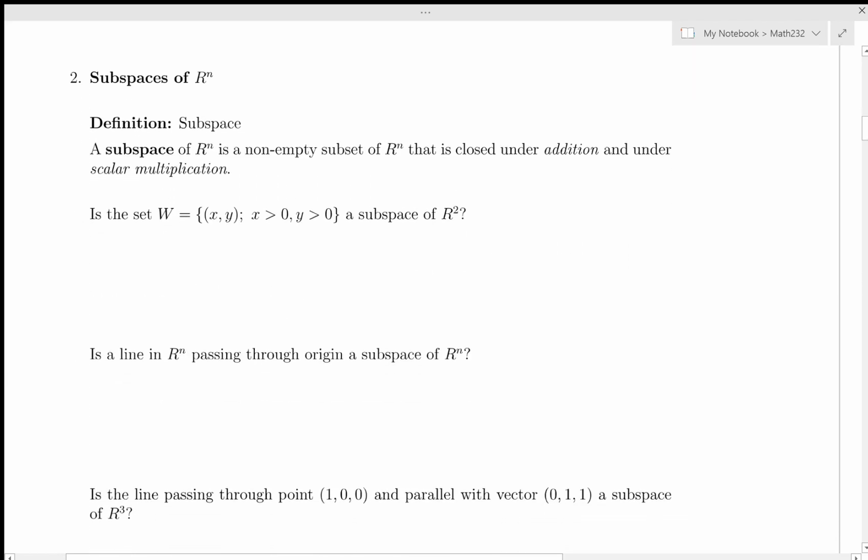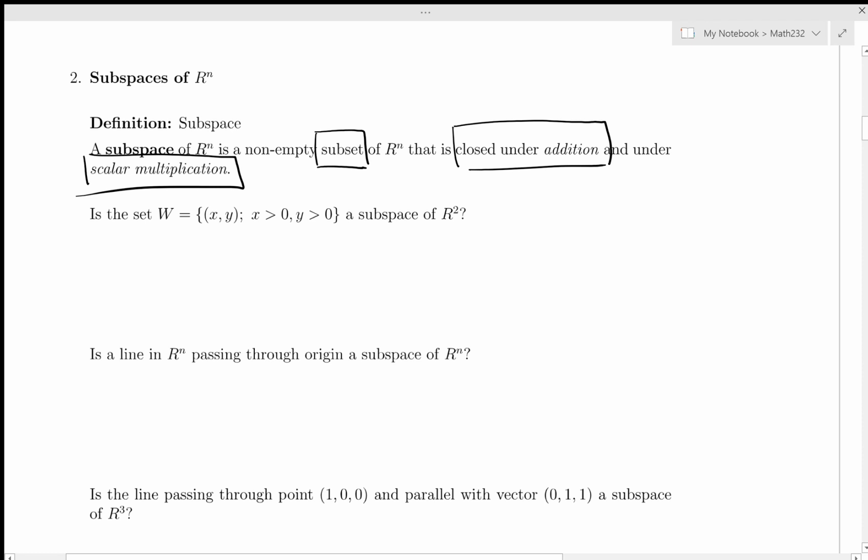Subspaces. A subspace is a non-empty subset closed under addition and scalar multiplication. That's the definition. You need to be able to state this. If somebody asks you, is this a subspace? You have to think to yourself, okay, is it a subset? And is it closed under addition and scalar multiplication? You check those things. If you get two answers of yes, then you say it is a subspace. So the key things are that it is a subset and that it is closed under addition and closed under scalar multiplication.